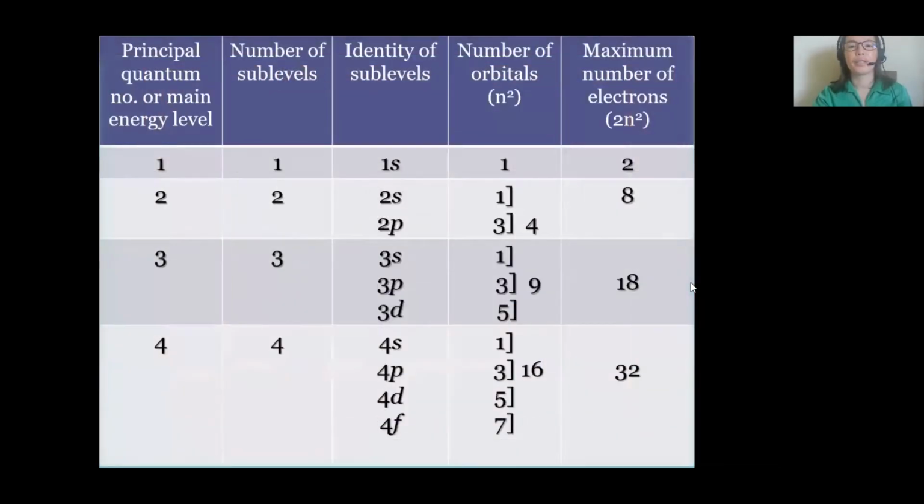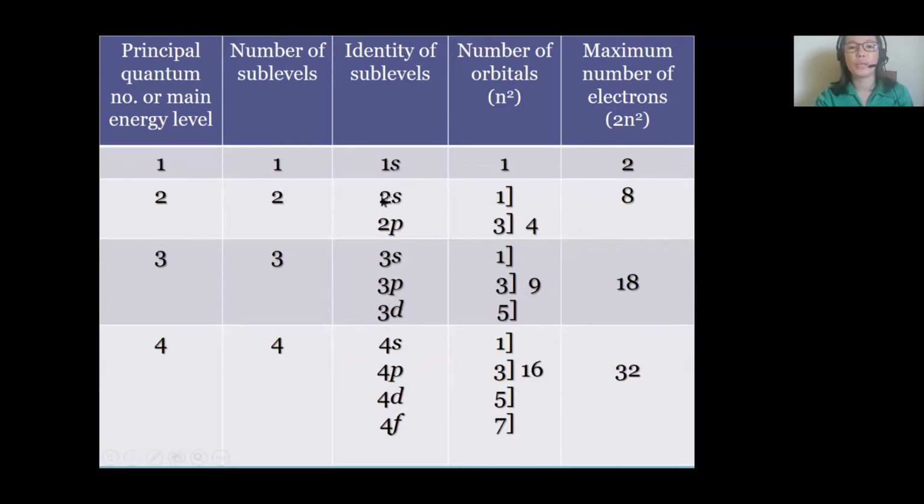Okay? So to summarize the quantum numbers, the principal quantum number stands for the main energy level. So this is 1, 2, 3, 4, and so on. The number of sublevels is the same as the main energy level. What is the identity of the sublevel? So we have 1s. Number of orbitals is 1, and the maximum number of electrons is 2. That's +1/2, -1/2. Okay, the spin.